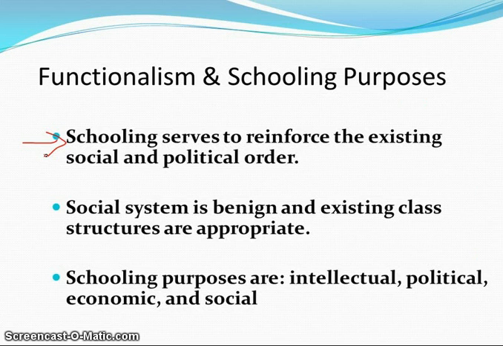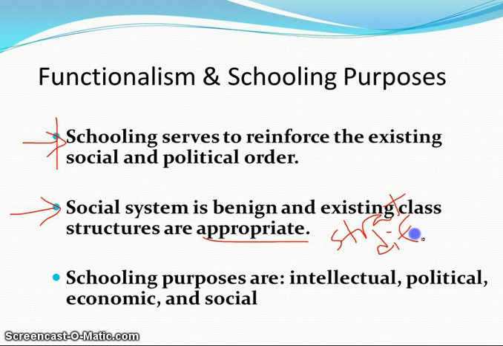Right? So anytime there is change, we're moving out of the existing social and political order, and that's because of imbalance. He suggests, or sociological functionalism suggests, that social systems are benign and existing class structures are appropriate. Right? Not necessarily good or bad, but appropriate. In other words, all the things we're talking about, stratification, differentiation, and inequality, exist because they serve a social function. Somebody has to do all of the different jobs in society.